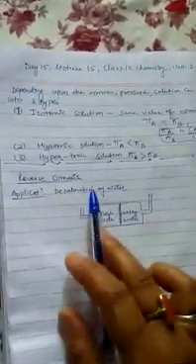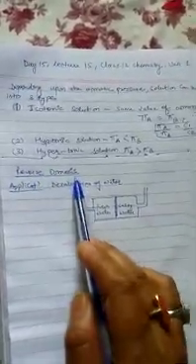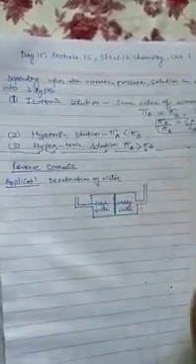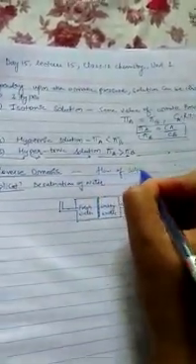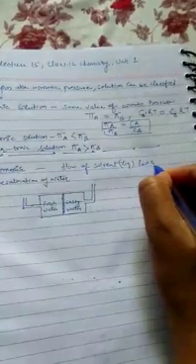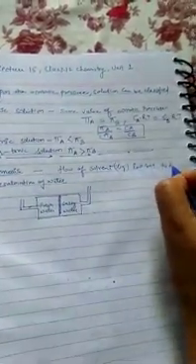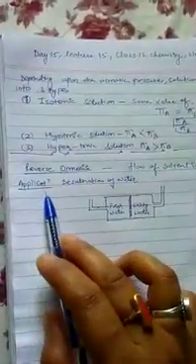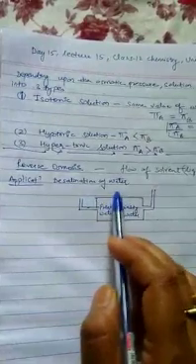Now the next topic which we have to discuss is reverse osmosis. We know that osmosis is the flow of solvent from low concentration to high concentration, and in reverse osmosis there is flow of solvent, or flow of liquid, from high concentration to low concentration. Now a very important application is in desalination of water.